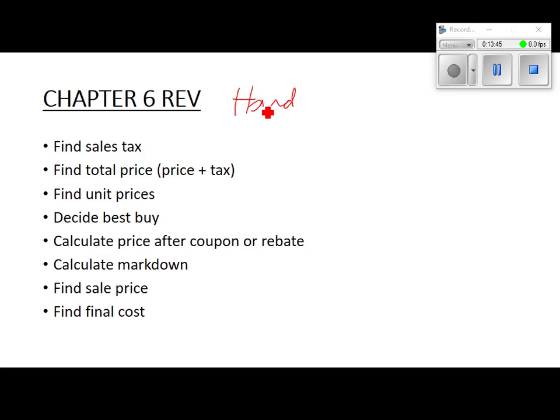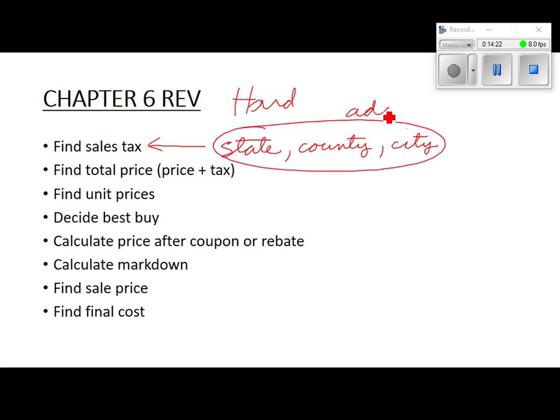Be able to find sales tax. Remember, with sales tax, one of the things that you might want to jot down is that you have a state sales tax. Sometimes, we don't have it here, so we don't have to worry about it. But sometimes there's also what other kind of sales tax added in there? County or city. So you might have state, county, and city sales tax. And you can have all 3, couldn't you?